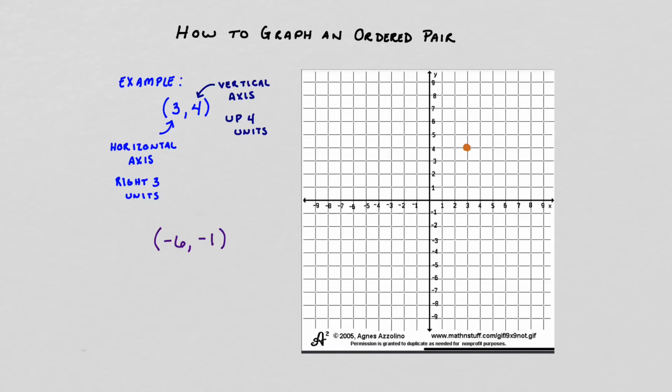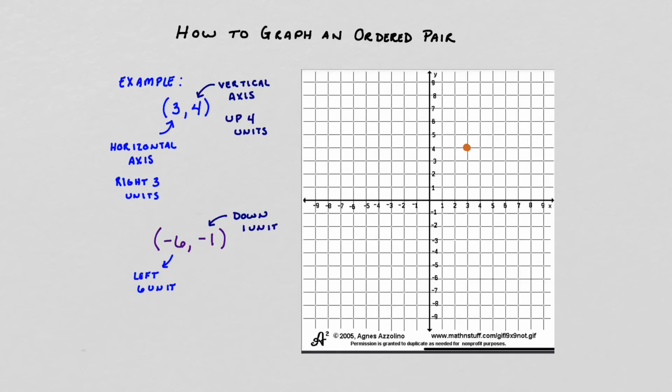So if we're looking at a -6, this tells me to go to the left 6 units. So the negative is what is telling me to go to the left. And the -1, since that is in the vertical axis position, this is telling me to go down 1 unit.